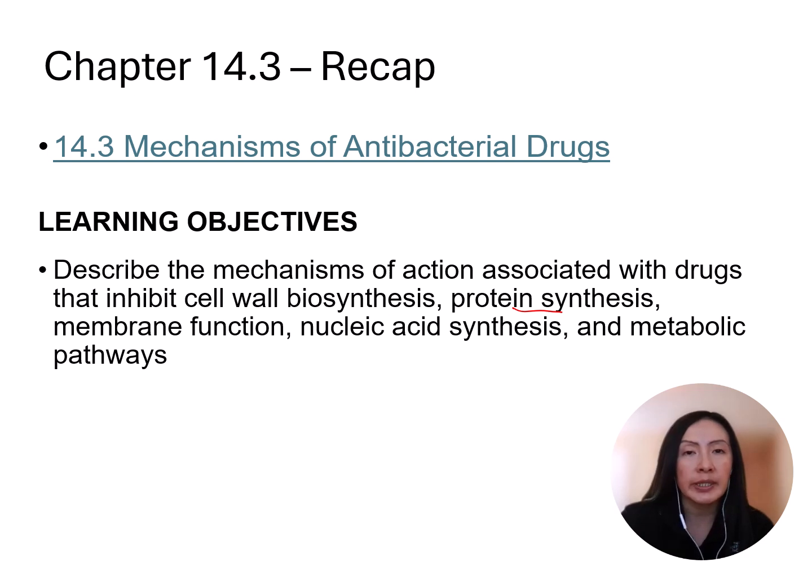But in terms of selective toxicity, in humans we have 80S ribosomes while they have 70S. They're structurally different, but remember there can be side effects because we do have 70S ribosomes in our mitochondria.